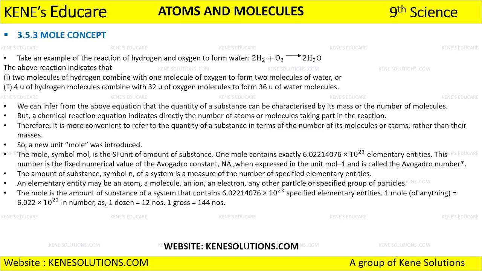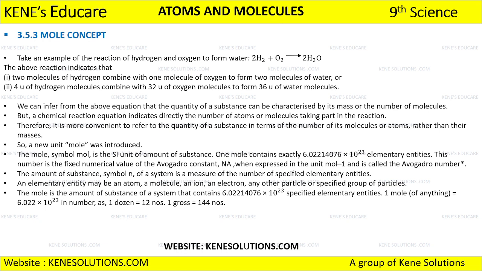But a chemical reaction equation indicates directly the number of atoms or molecules which are taking part in the reaction. Whenever we have the equation of a chemical reaction, it directly indicates the number of atoms present in the reaction. And therefore it becomes more convenient for us to refer to the quantity of substance in terms of its number of molecules or atoms rather than their masses. Because for the second statement, I would have to calculate the masses first and then give you the statement.